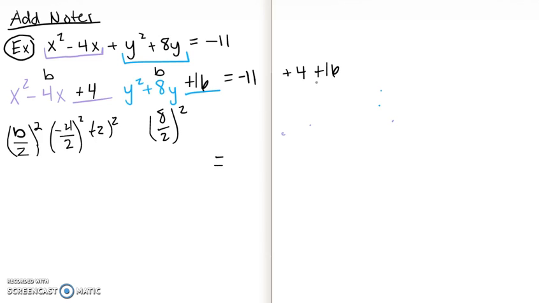Notice how when I did one side, I had to add to the other side. A lot of my students in my previous classes were mixing that up. So what do I get when I do negative 11 plus 4 plus 16? Raise your hand if you know it. Chase. That would be positive 9. Nice job. Okay, all right, now we want our squared binomials.